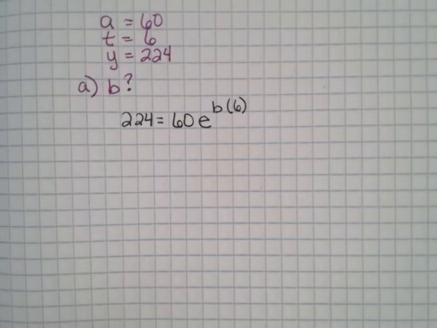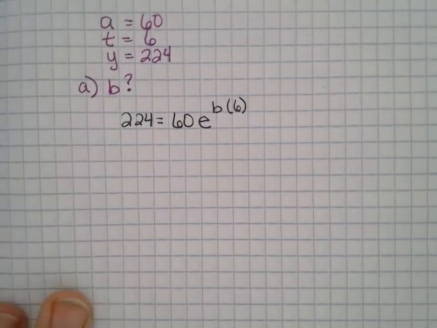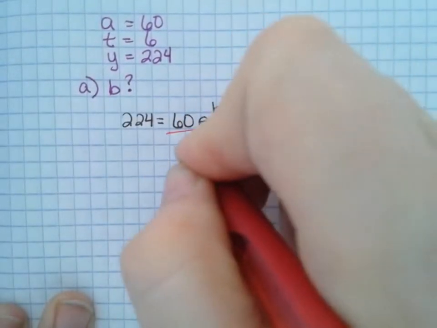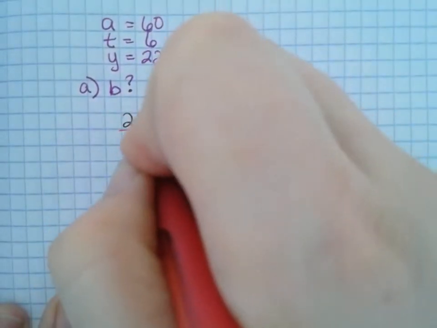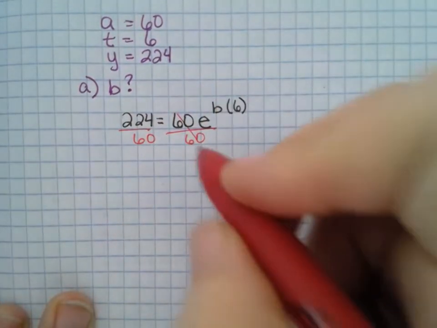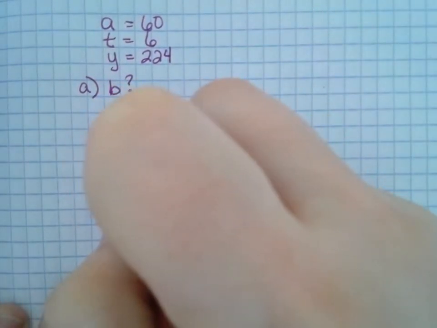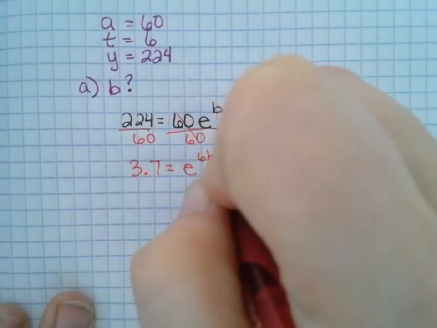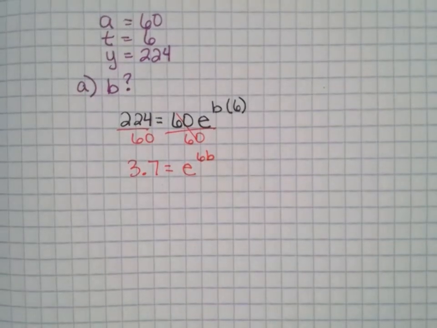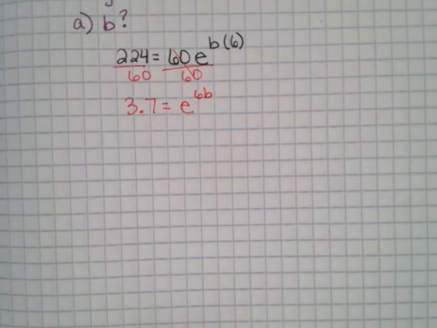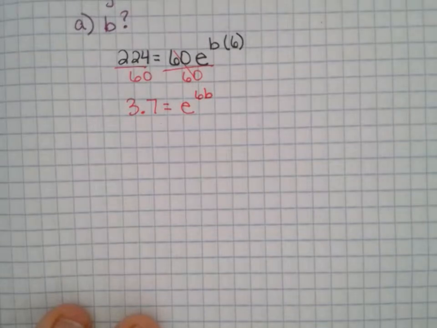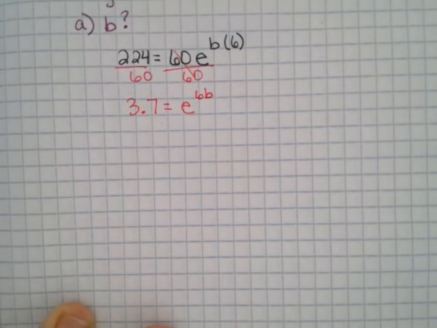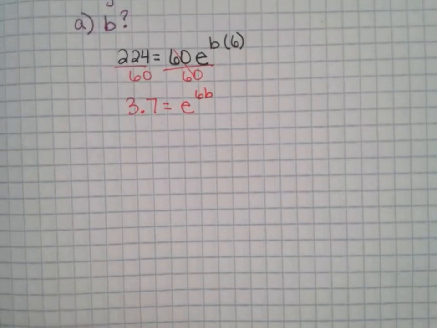All right, well, we can't do anything until it's isolated, so what is going to be my first step? Divide by 60. So I have about 3.7 equals e to the, and I'm going to rearrange this, 6b, just because that makes my heart happier to have the number first. 6b. Good one. So now, thank you.